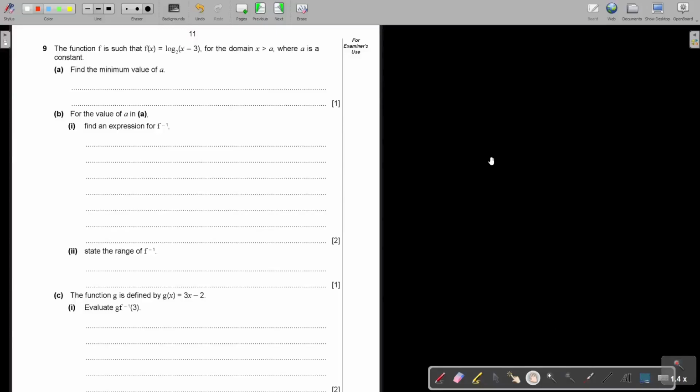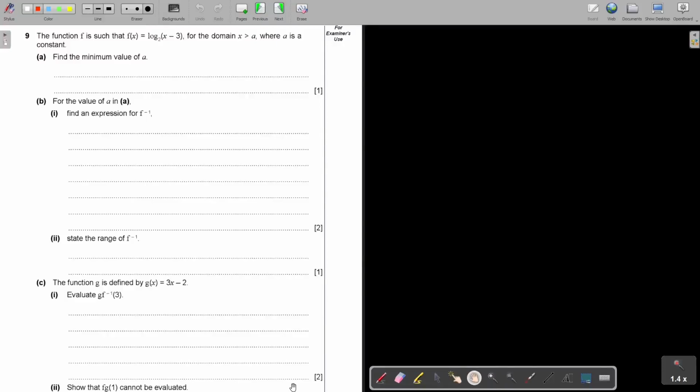Mathematics, Advanced Subsidiary Level, Paper 2, 2022, Part 6. Question number 9. The function f is such that f(x) equals log base 2 of (x minus 3) for the domain x is bigger than a, where a is a constant. Find the minimum value of a.